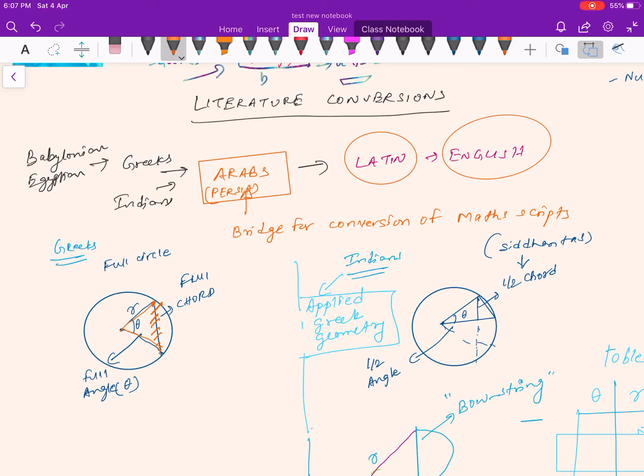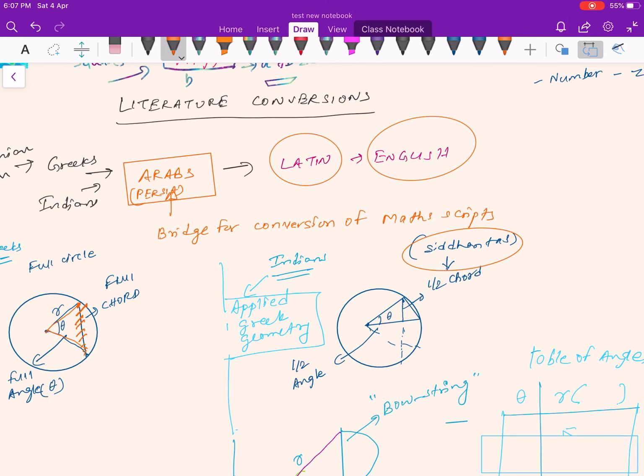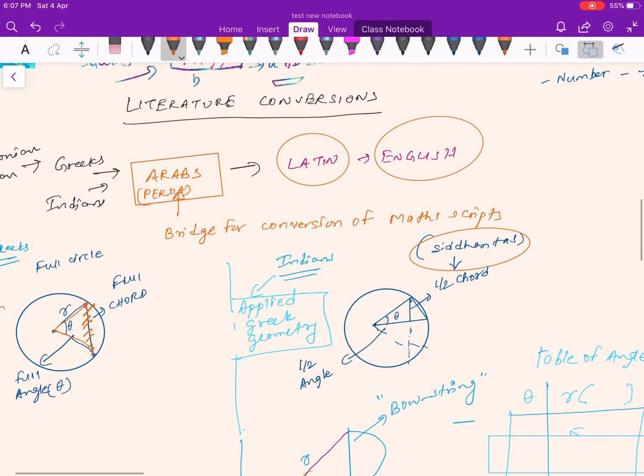And the Indians worked on borrowed geometry, a combination of geometry from here and the Siddhantas, as I told you, and they had the same use case. They were trying to study astronomy and the planetary positions. What they did, very interesting and intriguing, is they did not take the concept of the full circle. They said, I don't want the measurement of the full chord. I know that's important, but if I divide this in half like this, and just measure this base here with the same angle and the radius r, what if I do that?